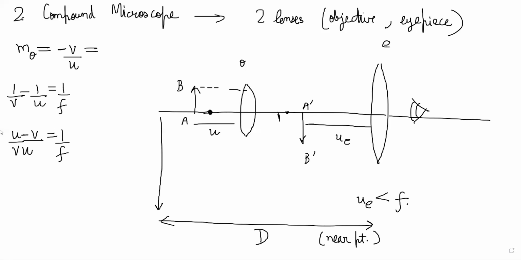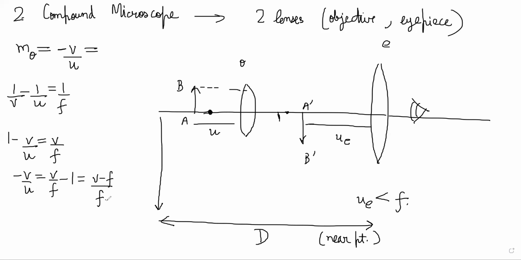Okay, we can multiply by V on both sides. So you'll get 1 minus V by U is equal to V by F. And minus V by U is equal to V by F minus 1. So you will get V minus F by F.